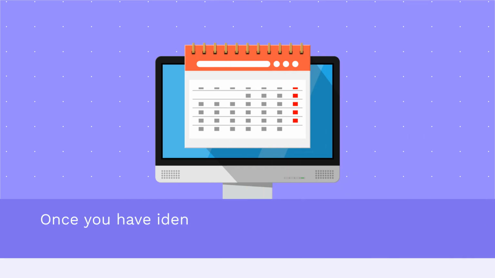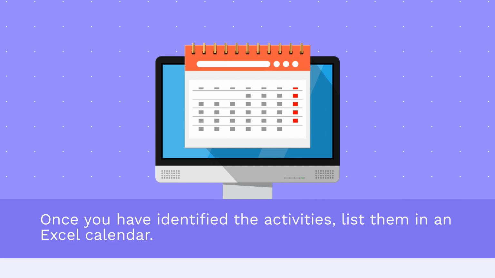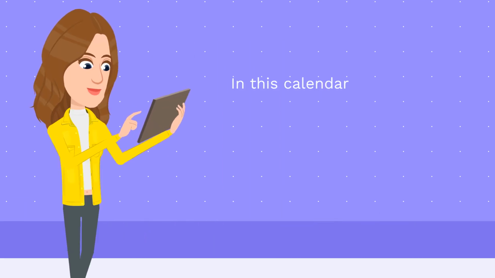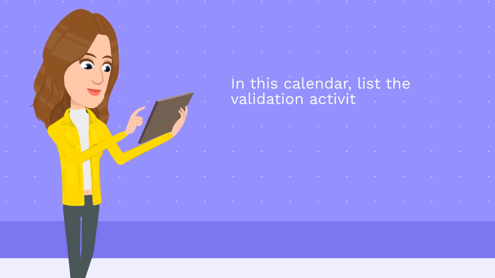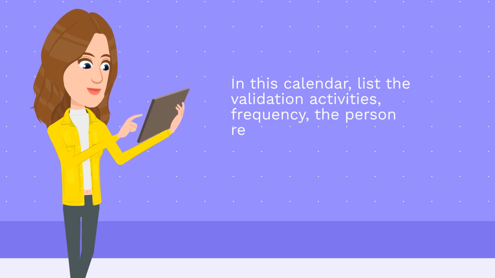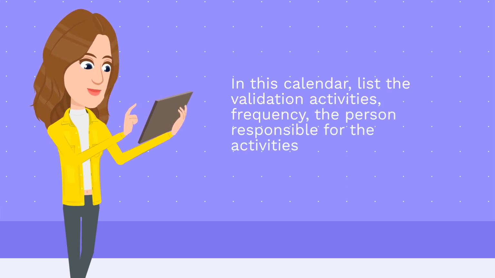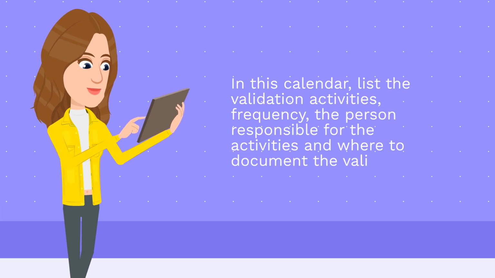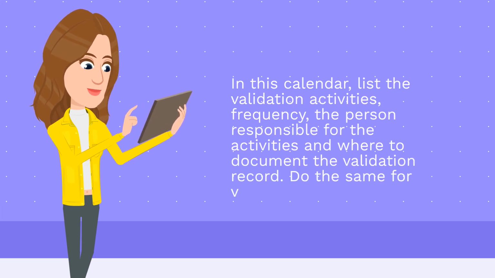Once you have identified the activities, list them in an Excel calendar. In this calendar, list the validation activities, frequency, the person responsible for the activities, and where to document the validation record. Do the same for verification activities.